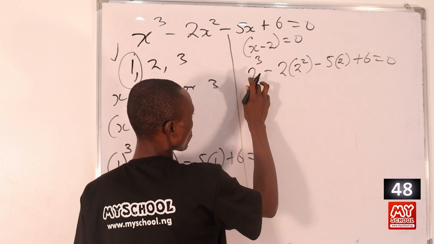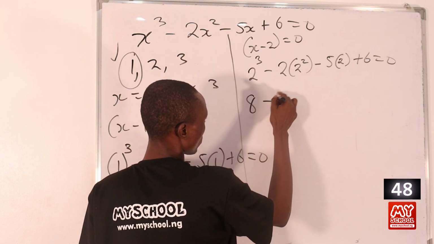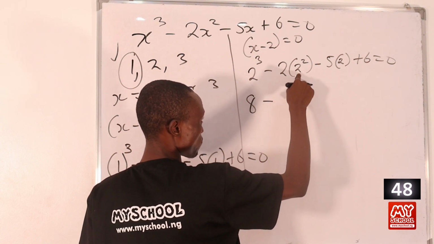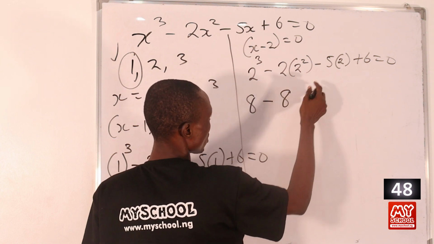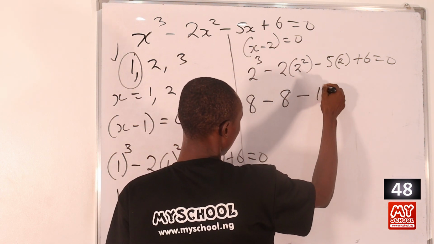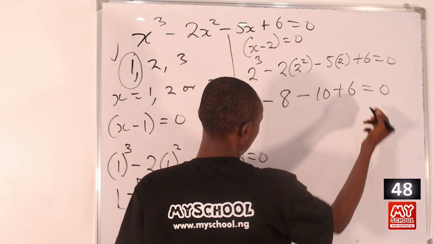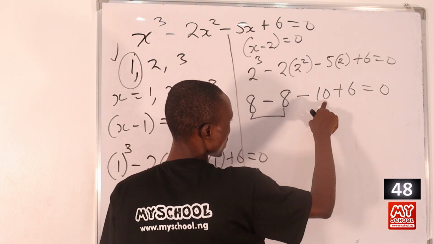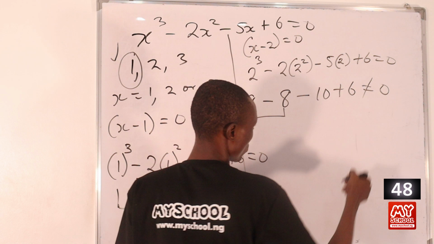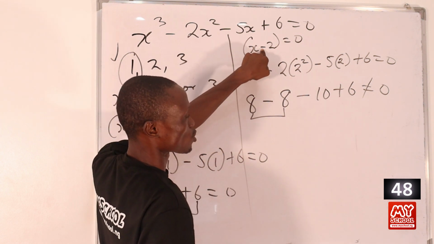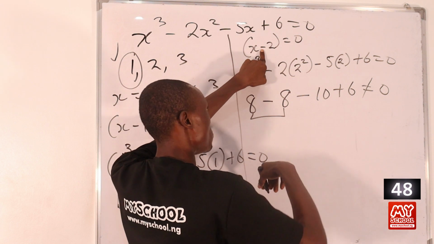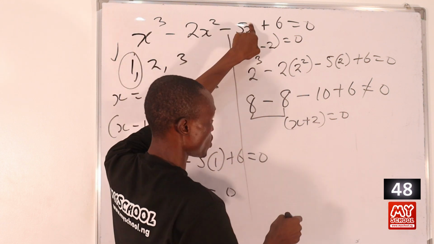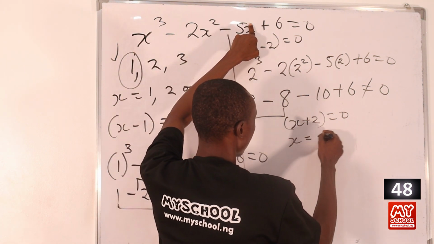Okay, so 2 cubed is 8, then minus, this definitely is going to give us 8, because 2 squared is 4, then 2 times 4 is going to give us 8. So here is 8, while here we're having minus 10, then plus 6 equals 0. So this cancels out. 8 minus 8 is 0. Then here we're having minus 10 plus 6, and minus 10 plus 6 is not equal to 0. So that means x minus 2 is not a factor. So the other side of it will be a factor, which is x plus 2 equals 0, is a factor of this polynomial, so that s is equal to minus 2.